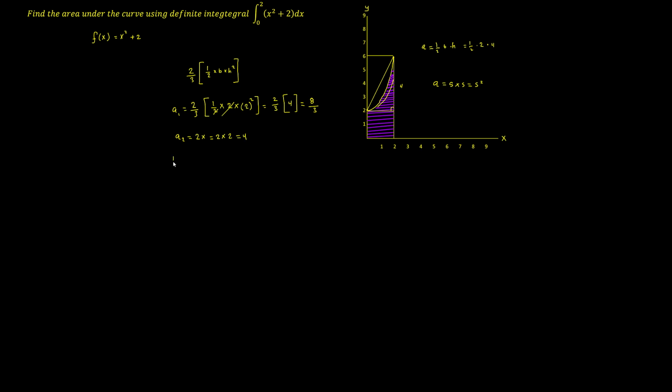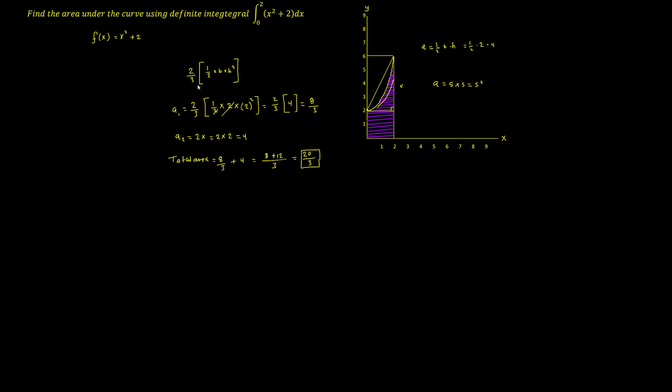So the total area equals 8/3 plus 4, which is equal to 20/3. That is the total area of this area, the area we put in blue color. Okay, that's the way you can find the area under a curve, and you don't need to use an integral.